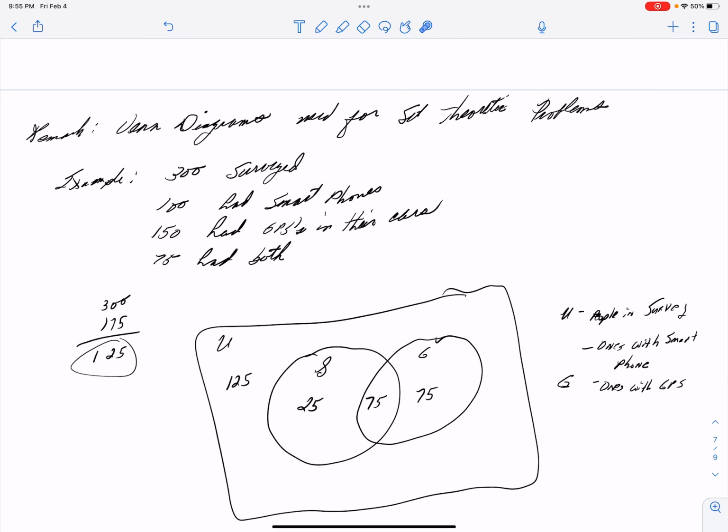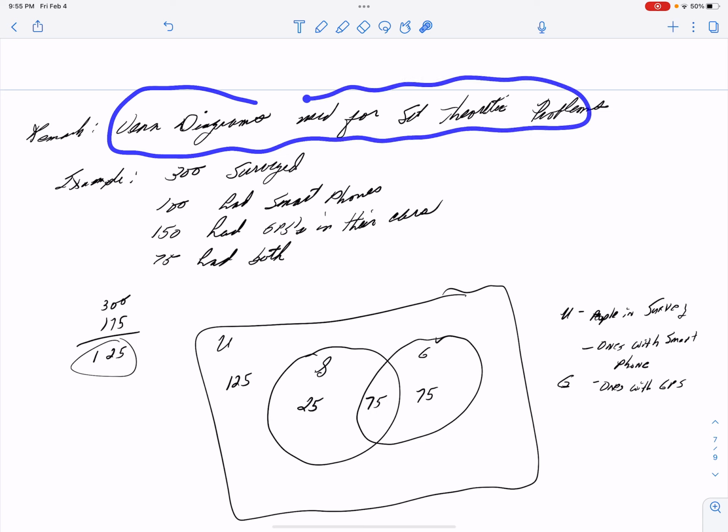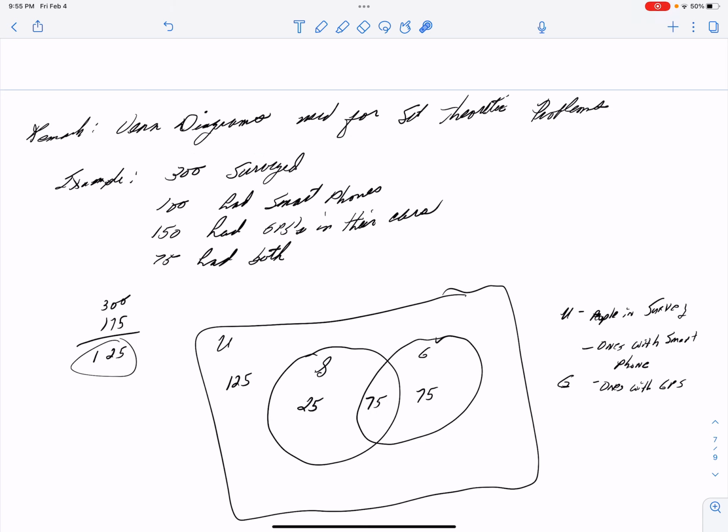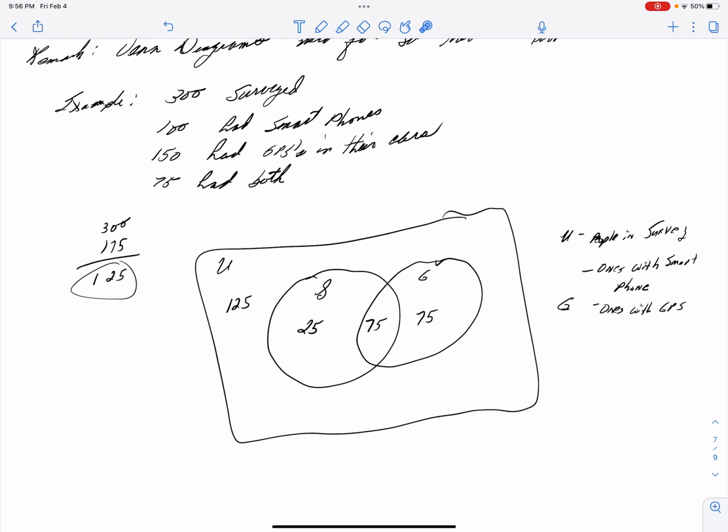Finally, I want to talk about how Venn diagrams can be useful for set theoretic problems, and I'm going to do that in the context of the following example. Suppose I surveyed 300 people, and I found out that 100 had smartphones, that 150 had car GPSs, and that 75 had both. Well, I claim that with this minimal information, I can tell you anything about the survey.